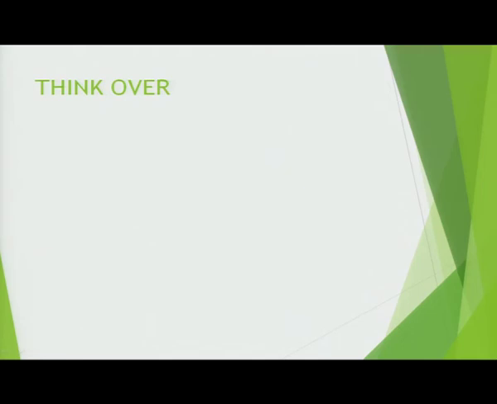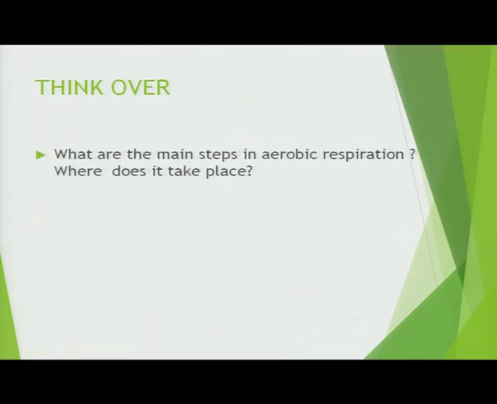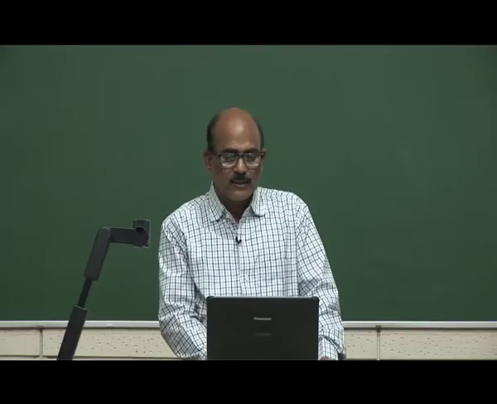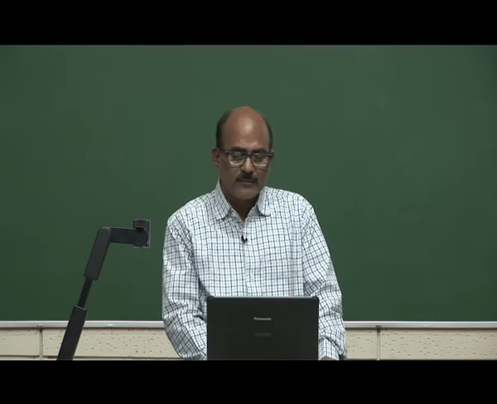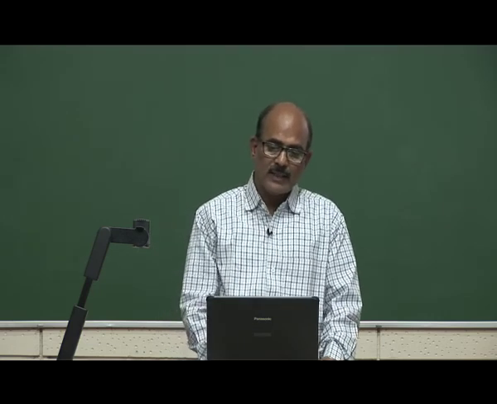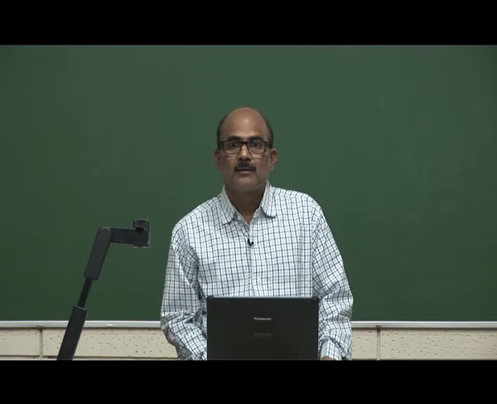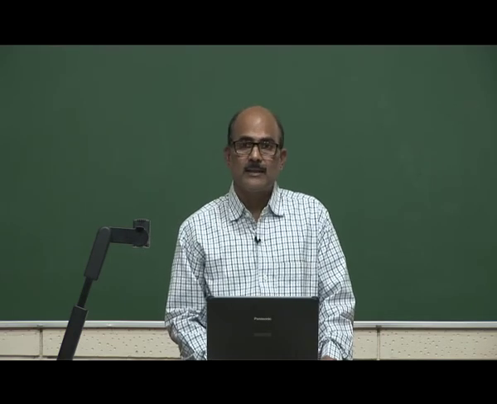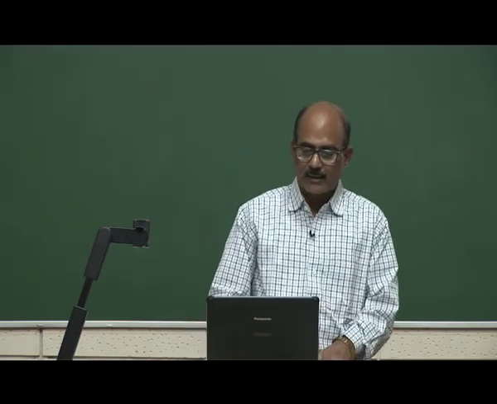Now we are able to think about these questions also. First, what are the main steps of aerobic respiration and where does it take place? You can easily think about this question. In aerobic respiration there is the involvement of oxygen, and there are many steps, like we have already discussed: glycolysis, oxidative decarboxylation, the Krebs cycle, and terminal oxidation.